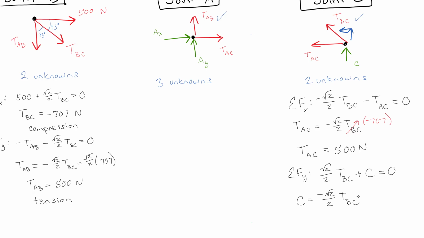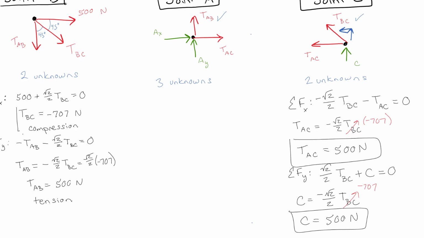TBC, and we keep just getting the same number over and over, and that's because we have a symmetric system. So C is equal to 500 newtons as well. I can't help it. I like to box in my answers. It makes me feel like I've accomplished something. It's like my favorite part.